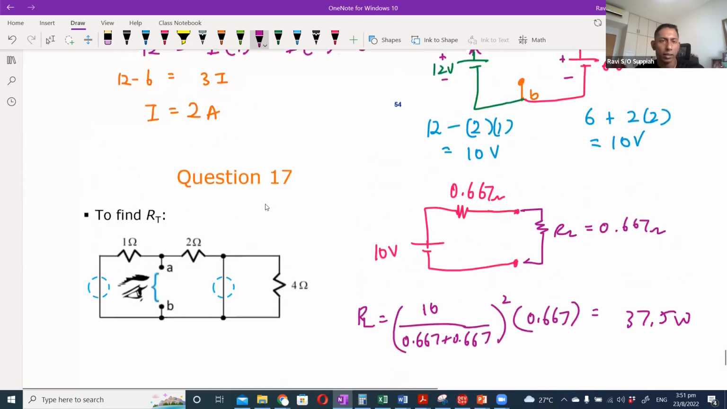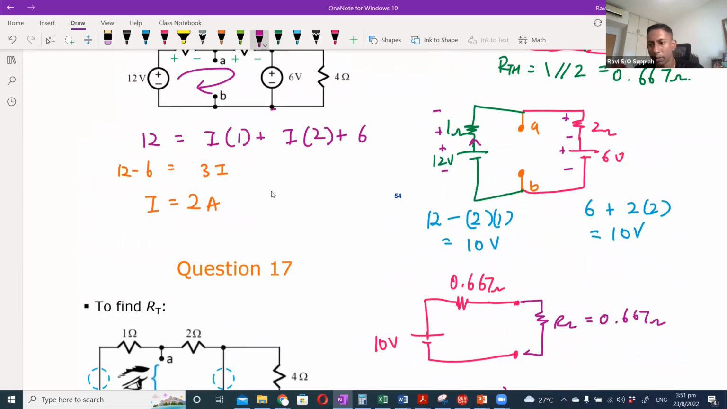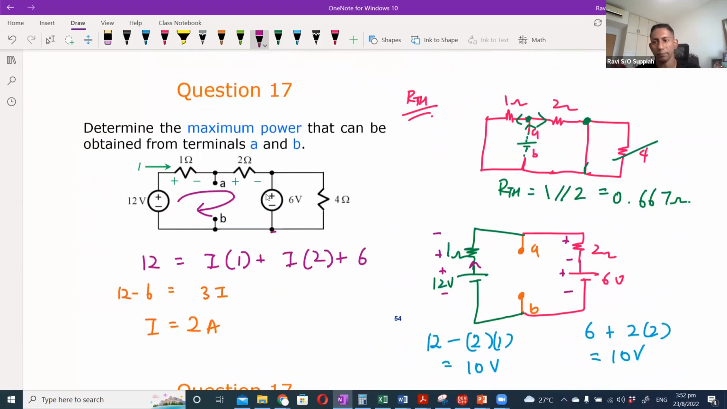So that is, again, maximum power delivery sort of questions is always the same thing. We are going to look at the Thevenin equivalent and then solve from there.